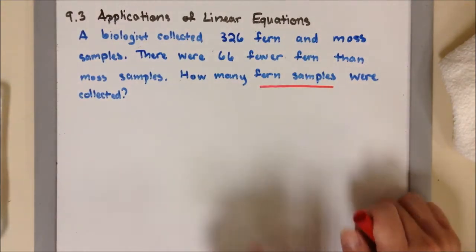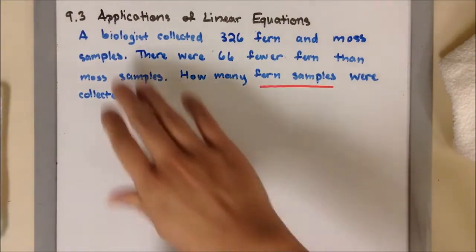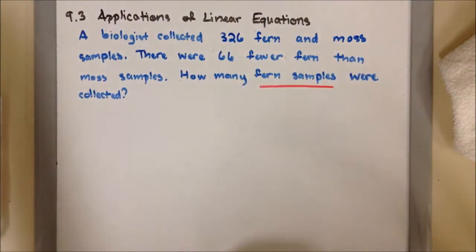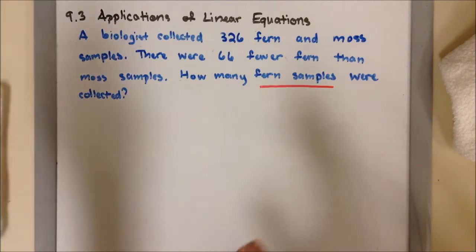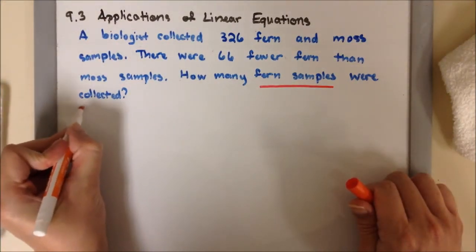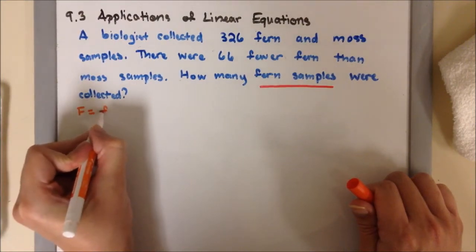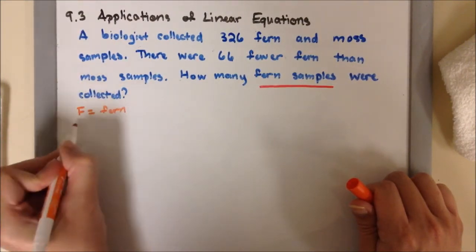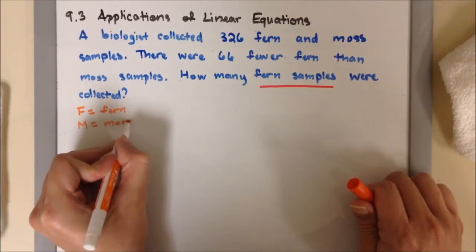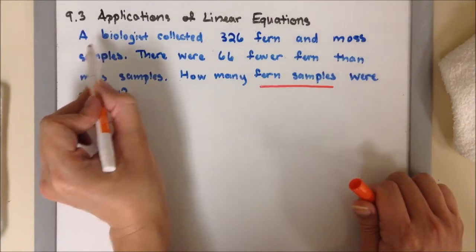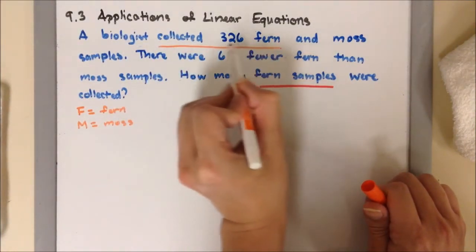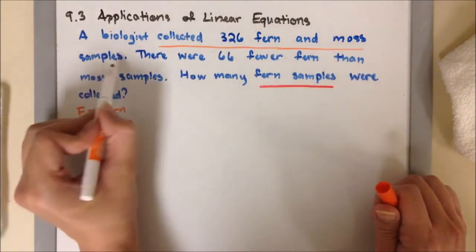Now, we're going to look at the first sentence. A biologist collected 326 fern and moss samples. So, moss and fern samples, we don't know how many there are, but what I'm going to do is use F to represent fern, and then M to represent moss. But we know that from here, collected 326 fern and moss samples.